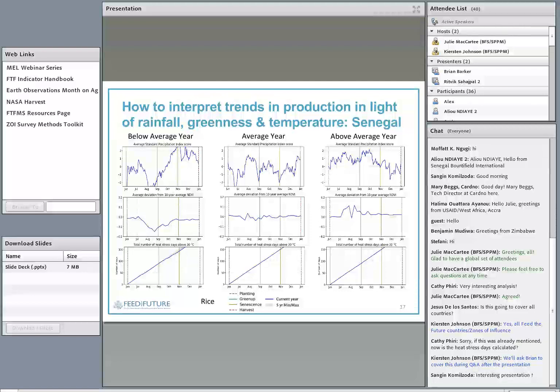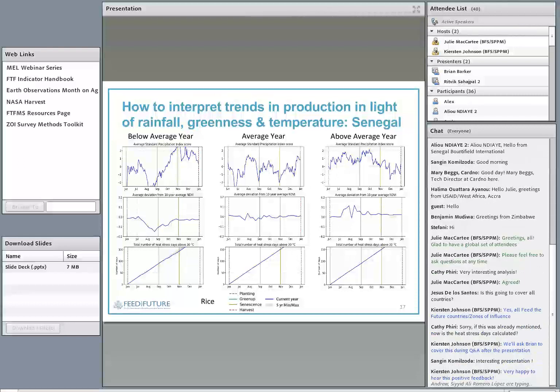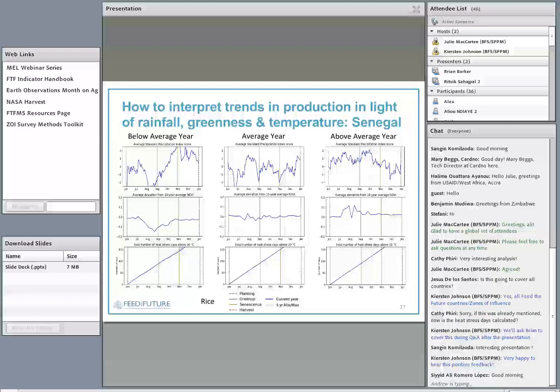And then with the above average year, we're seeing quite a bit of rainfall, above the normal, but that also helped push the crop into a good yield. If you look down at the heat stress days, as you can see across the three different years, the heat stress remains relatively the same. And so in this case, heat stress in Senegal, the central region, for rice is not a huge impact because it remains so consistent over time.